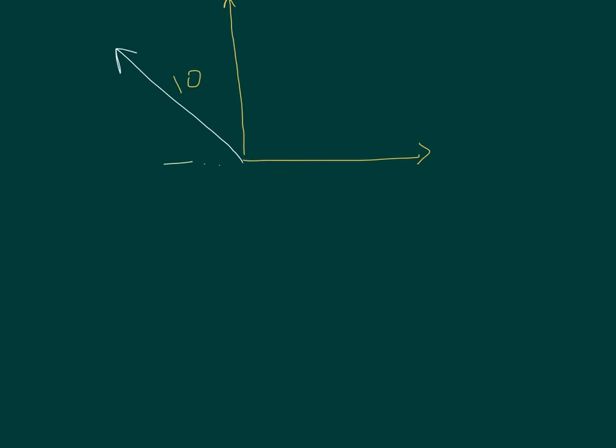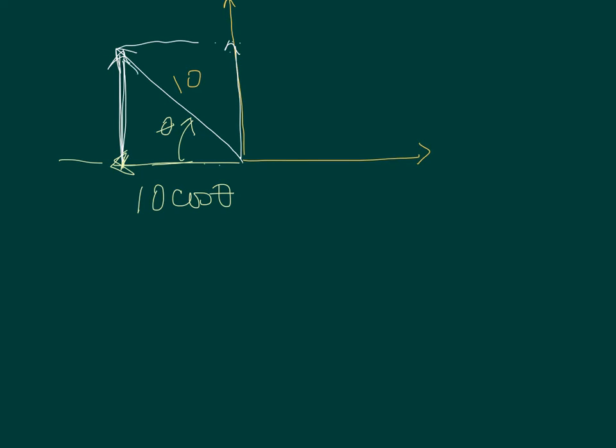Then we look at its projection. We have this angle theta along the x-axis. And the value of this then would be 10 times the cosine of theta. We look at its projection along the y-axis here, which could be drawn over here if you complete the parallelogram. And this would be 10 times the sine of theta.